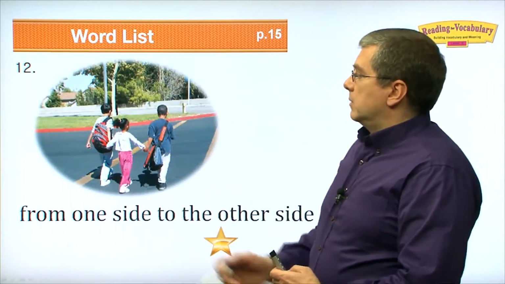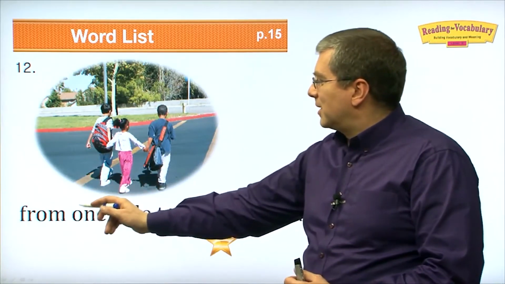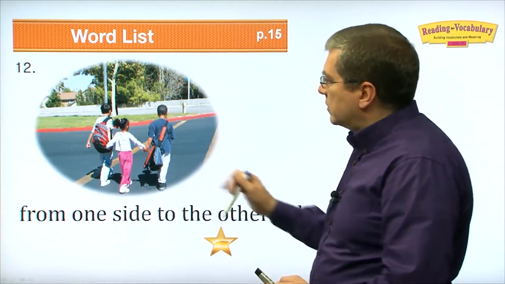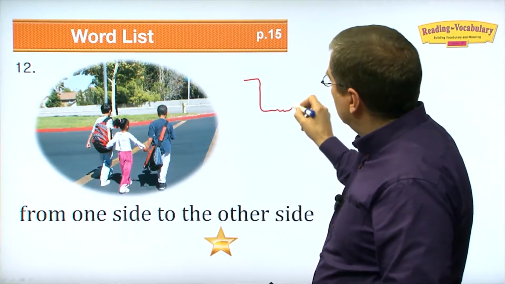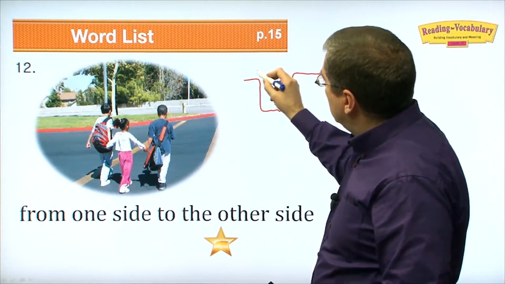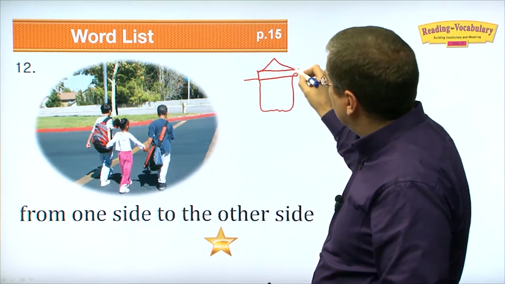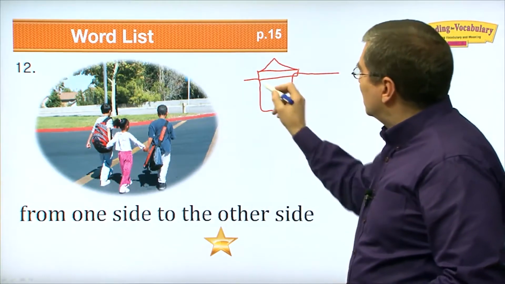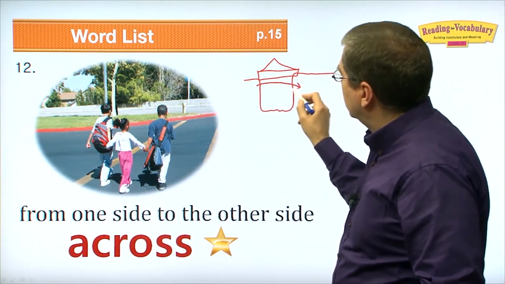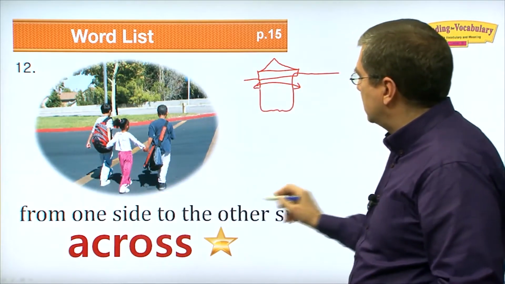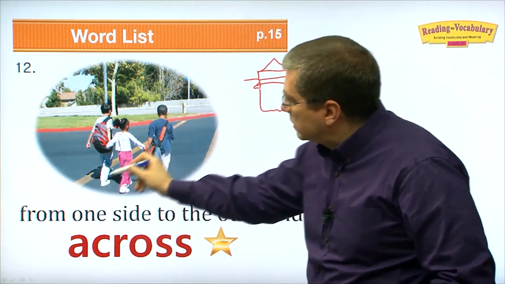Next one, number 12. Now be careful with this one. We see these children, they are going across the street, okay? I just used the word there, from one side to the other side. Let's say you have a cliff here and there's a river. There's another cliff, okay? And you build a bridge. This is a bridge. I'm not a good artist. But anyway, that's a bridge. This bridge is going across, right? It goes from one side to the other. This is across. This line goes across the street.